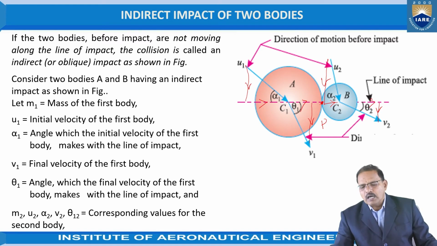Hence, the component of velocity along the line of impact of the first body is given by v1 cos theta 1, and v1 sin theta 1 perpendicular to the line of impact. Similarly, v2 sin theta 2 is the component of velocity perpendicular to the line of impact, and v2 cos theta 2 is the velocity of the second body in the direction of line of impact.